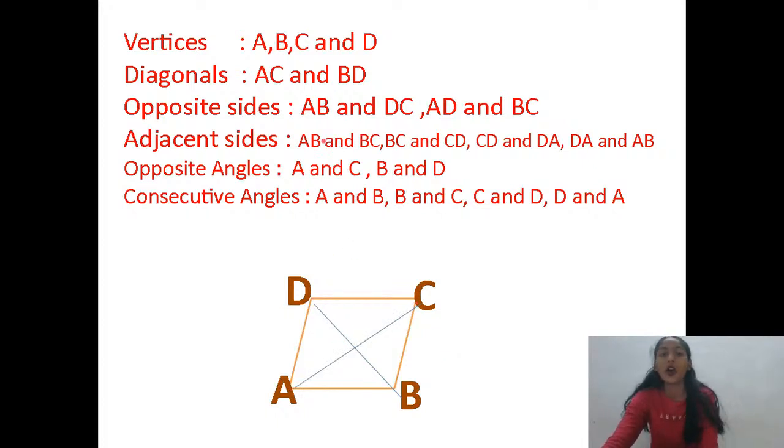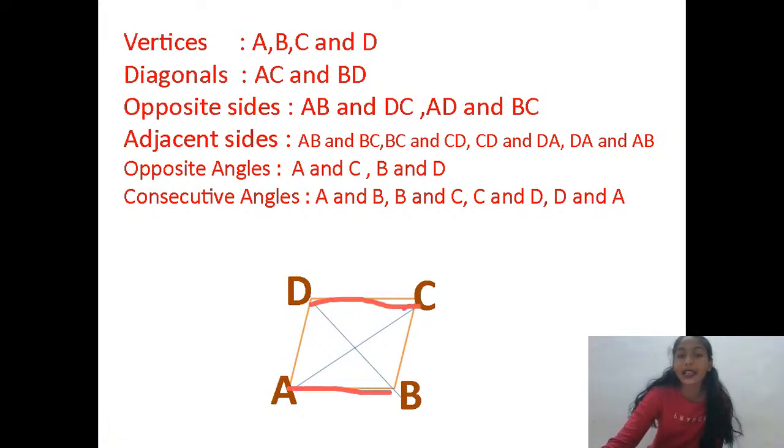Opposite sides. What are opposite sides? The sides which are opposite to one another are called opposite sides. So AB is opposite to CD and DA is opposite to CB. So in this way, we can find opposite sides in a quadrilateral.